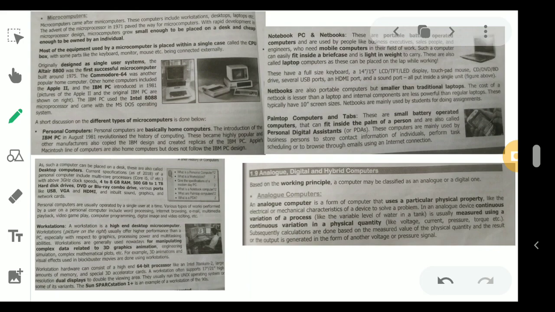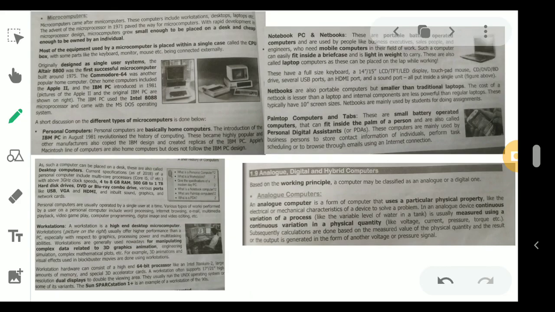Now we will talk about notebook PCs and netbooks. These are portable, battery-operated computers used by people like business executives, salespeople, and engineers who need a mobile computer in their field of work. Such a computer can easily fit inside a briefcase and is lightweight to carry. These are also called laptop computers, as they can be placed on the lap while working. They have a full-size keyboard, a 14 to 15 inch LCD, LED or TFT display, a touchpad, CD, DVD, BD drives, and several ports.